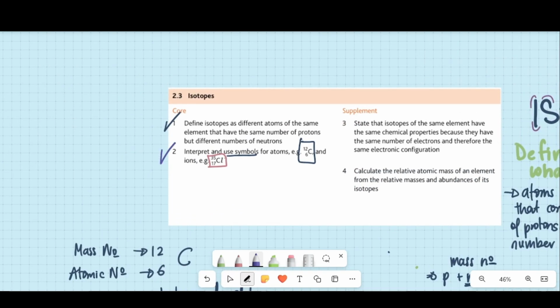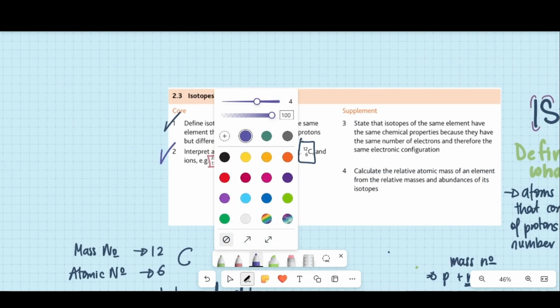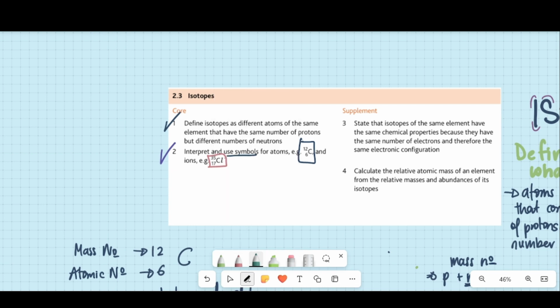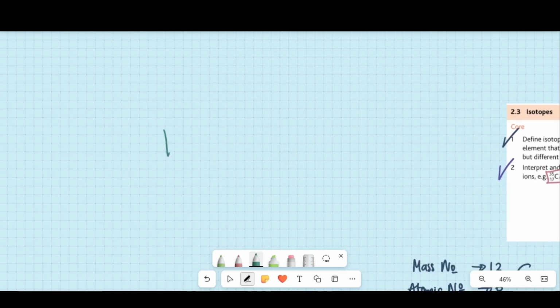So there we go. Let me use a different color. Let's do a little turquoise right there. Now let's talk about isotopes and the properties. Isotopes will always have similar chemical properties.